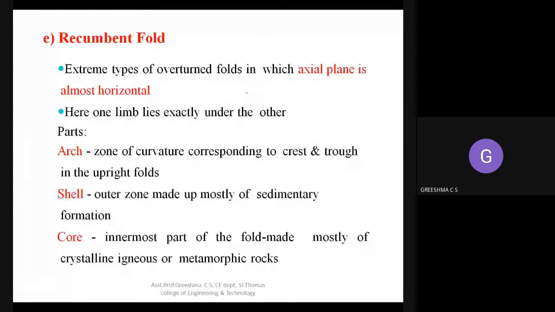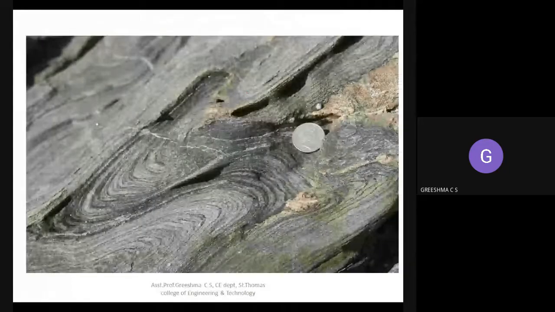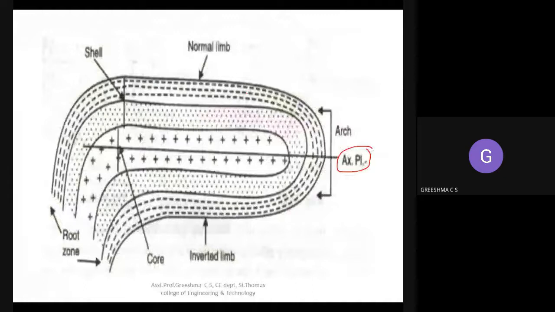So arch means what? See, this is an arch. You can see this is the arch portion, the zone of curvature. Likewise in crest and trough, we'll say this portion is called arch, that is this zone of curvature is called arch. Next is shell. Shell means the outermost layer, which is composed of sedimentary rocks. This outermost layer of this recumbent fold is called shell.